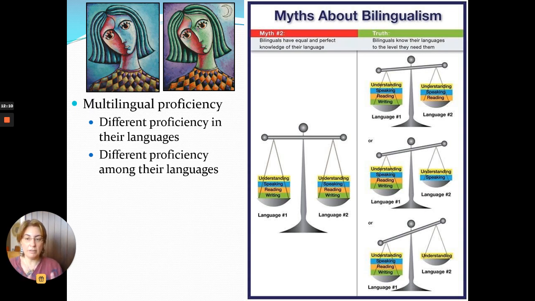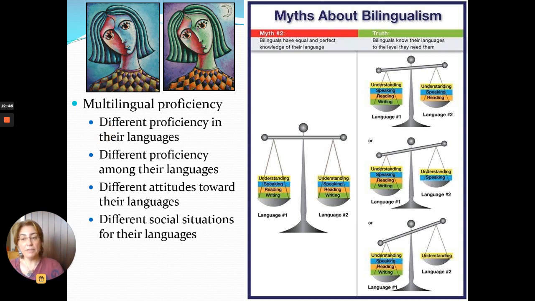So both within a single language of a multilingual, same way as with a monolingual, and among the different languages, they might have different proficiencies. Actually, that's the typical case. They can also have different attitudes towards each language. They might feel differently about each one of them. They might like one of their languages better than the other one. They might actually hate one of their languages. They might just be indifferent about a third language, etc.